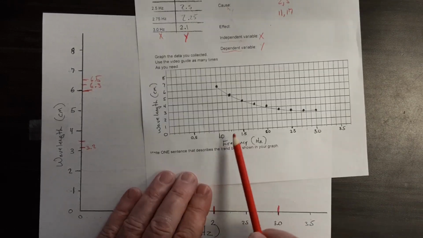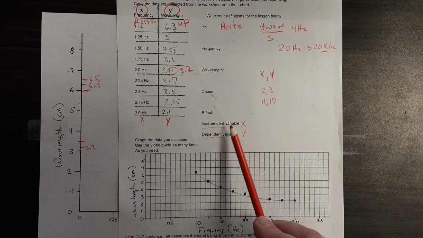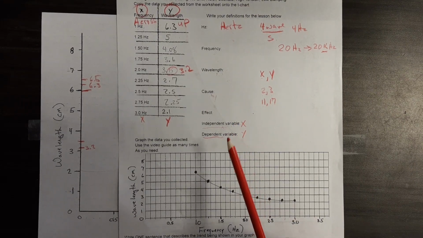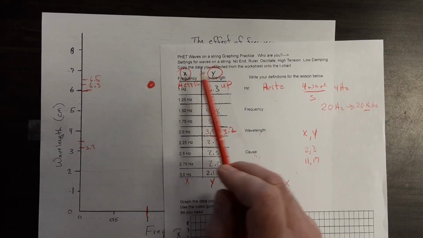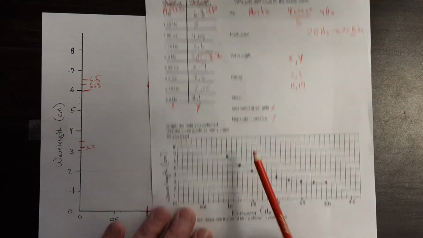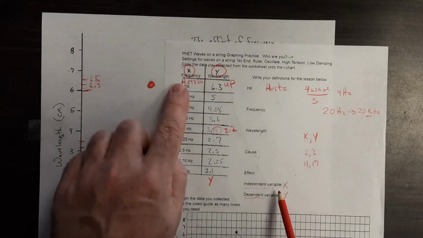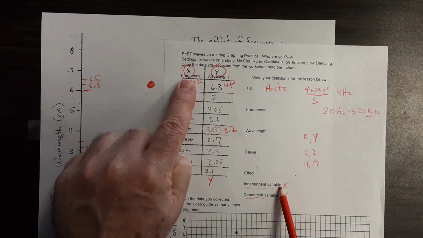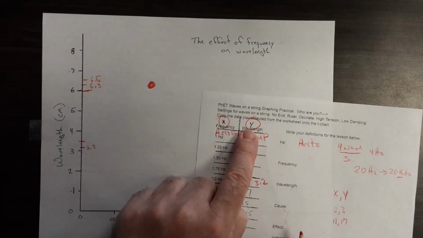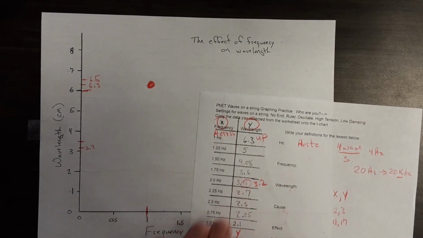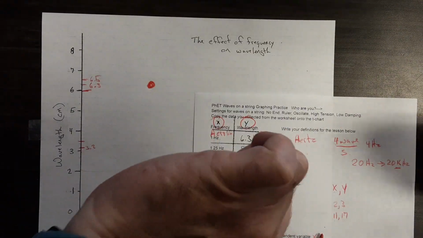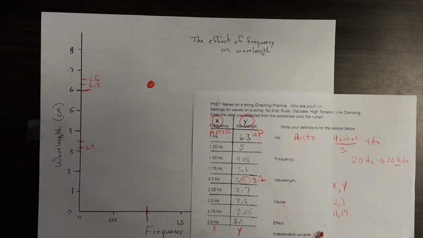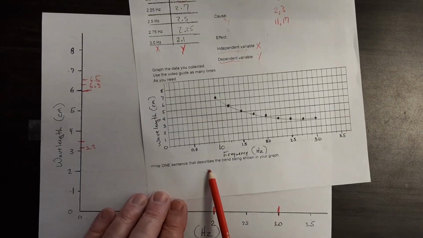Your independent variable is the x-axis, and in an experiment, the independent variable is the thing that you are in control of. In this experiment, you were in control of the frequency and you measured what happened to the wavelength. So the independent variable in this case is the frequency, because we could change the frequency. The dependent variable is the wavelength, because the wavelength depends on the frequency in our experiment. If we increase the frequency, we decrease the wavelength. If we decrease the frequency, we increase the wavelength. Finish your graph. Don't forget to answer this final question.